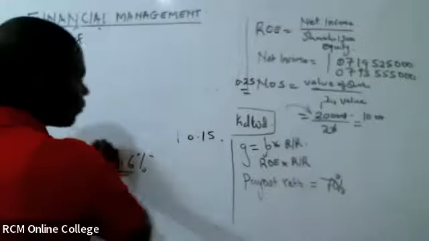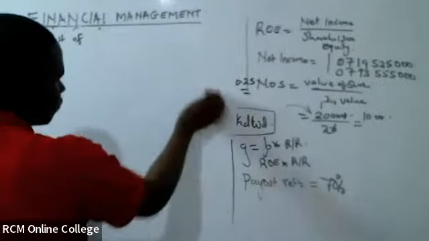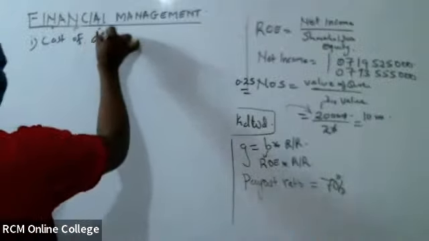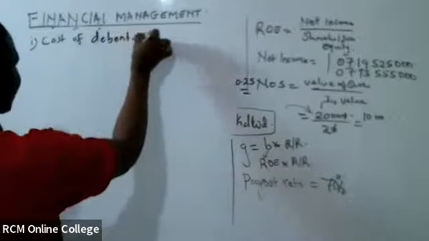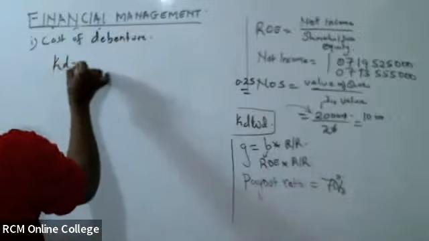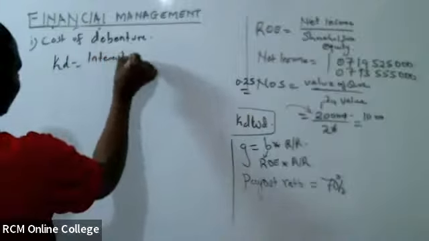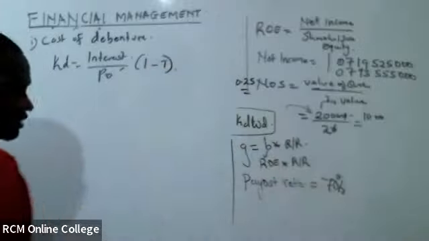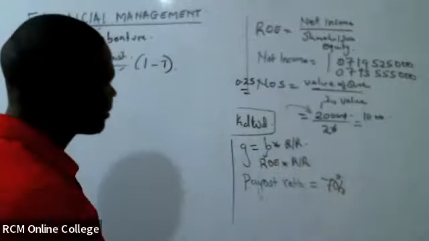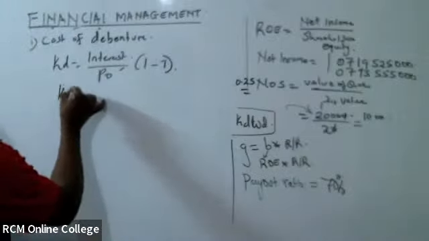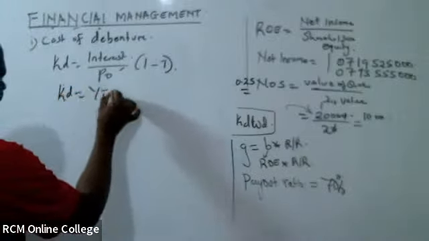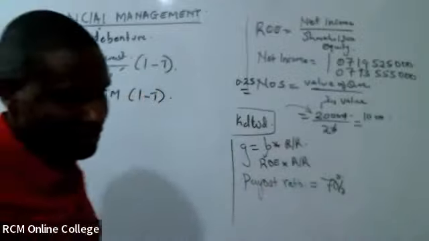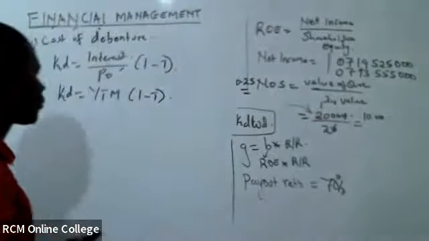So class, when it comes to the irredeemable debenture, the cost of debenture, of course, is the 10% debenture. It will become easier because we know that the KD will be given by the interest divided by the P0, and then you adjust for tax, 1 minus t. That is the formula. For the redeemable debenture, the KD is given by YTM, and then you adjust that for tax.